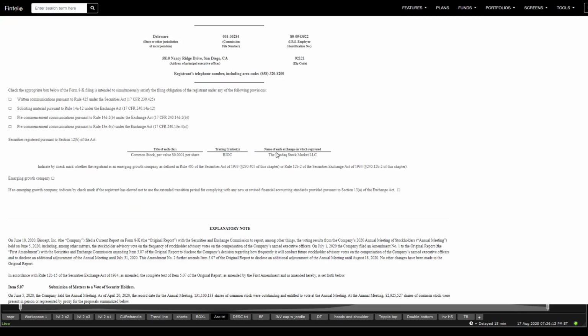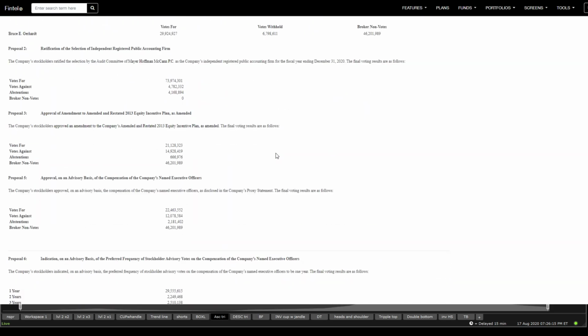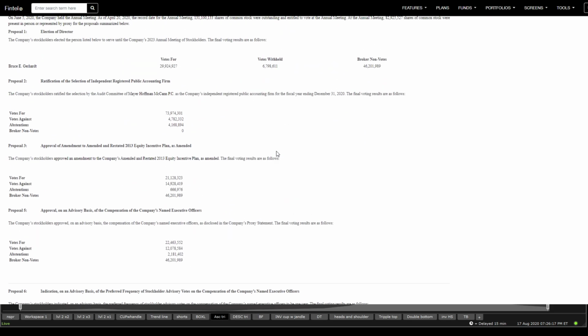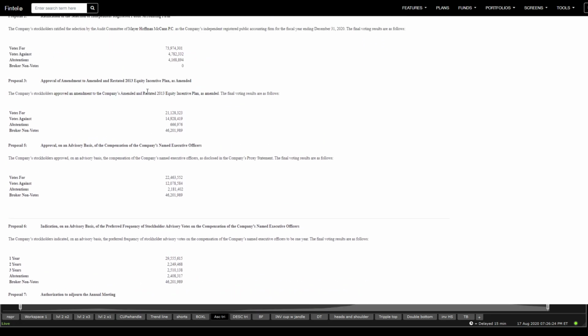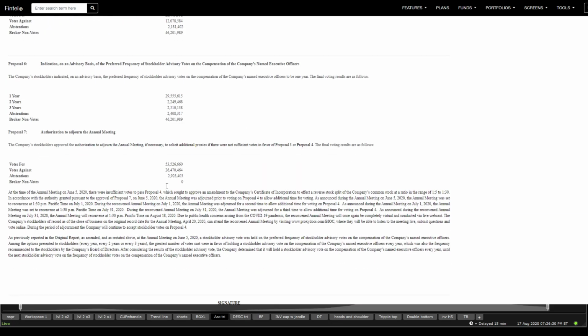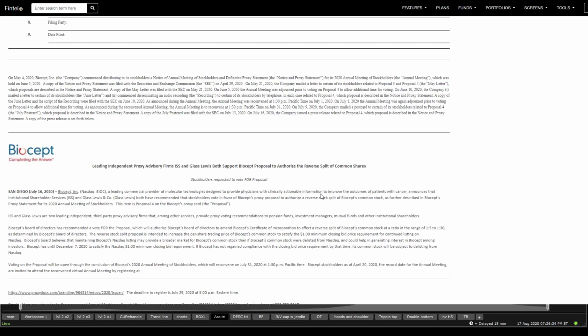The next thing we're looking at is the 8K. So this is the vote that has happened in terms of the company. Election ratification, so that's all gone. Approval for amendment of restated 2013 equity incentive plans amendment, that has been approved. Nothing here seems to be disapproved, although I do remember that there was a reverse split vote that was happening.